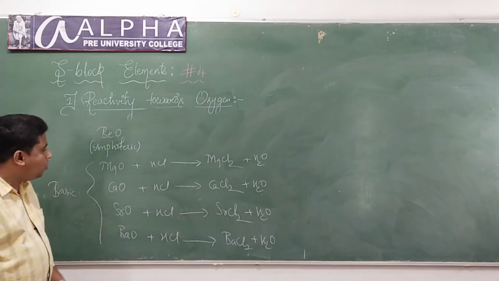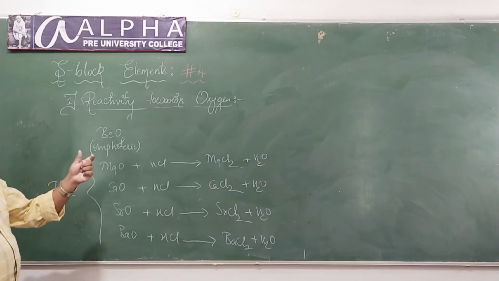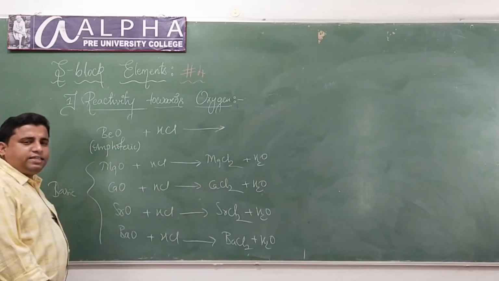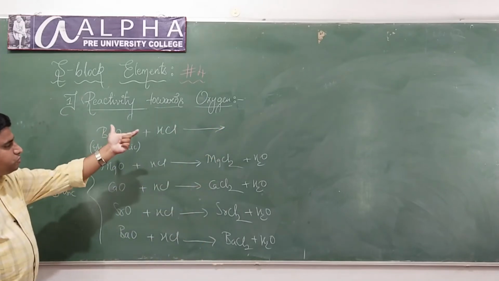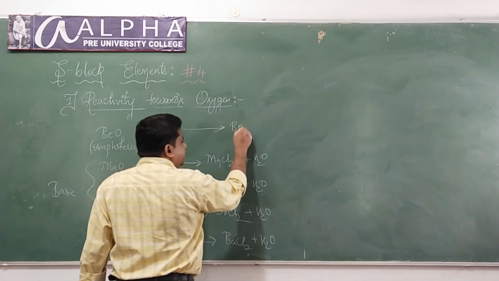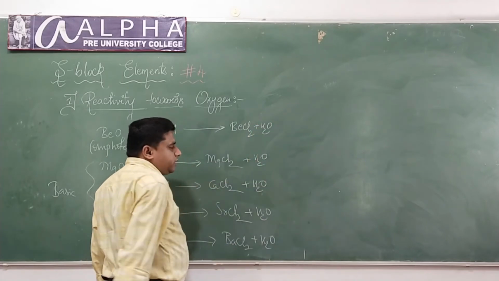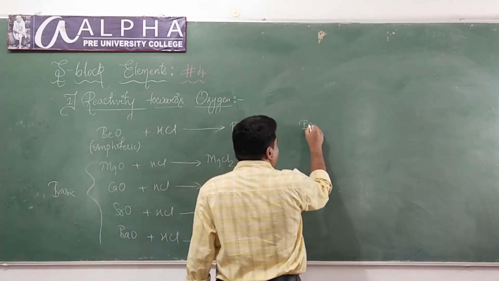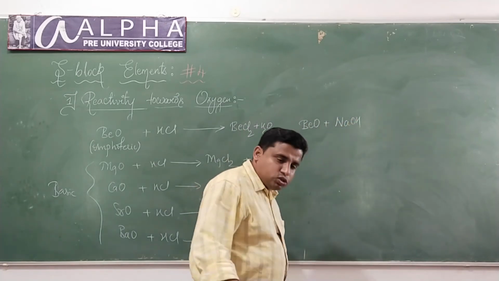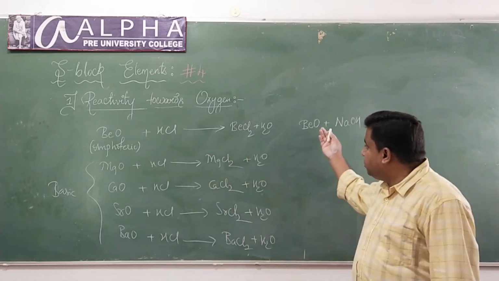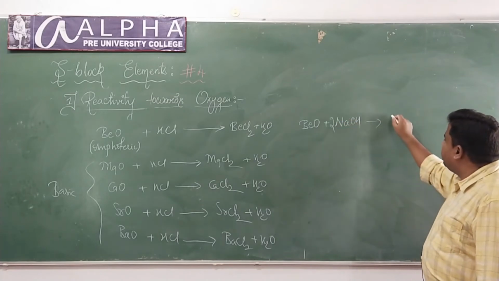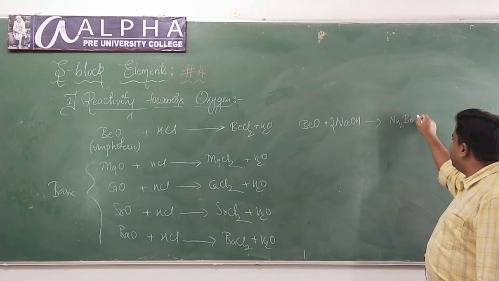Got it? What about beryllium oxide? It reacts both with acid as well as a base. If I write the reaction with acid, it forms salt and water. Which is the salt formed between beryllium oxide and HCl? Beryllium chloride plus water, salt and water. What if beryllium oxide reacts with a base such as sodium hydroxide? It forms a peculiar compound. What is that compound? Look here. It is going to form Na2BeO2.